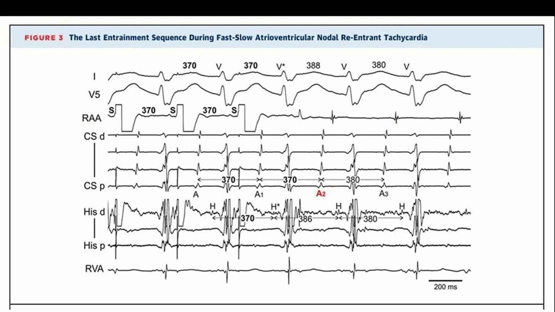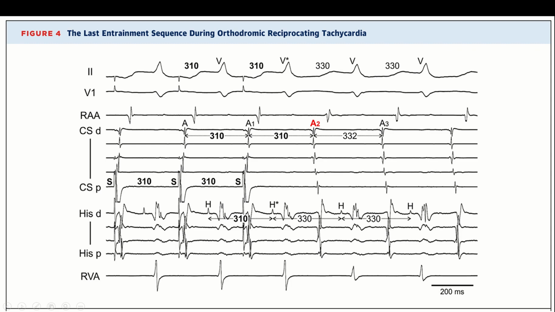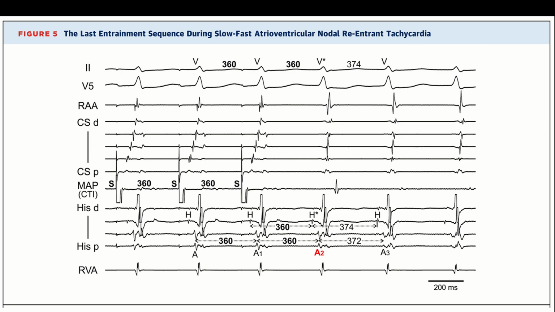Atypical AVNRT. Start atrial overdrive pacing. Stop. What is the response? We can appreciate it is HVA2. It's atypical AVNRT. Let's go to orthodromic reciprocating tachycardia. It's the same scenario. HVA2, 100% accessory pathway mediated tachycardia. Let's go to the last example.